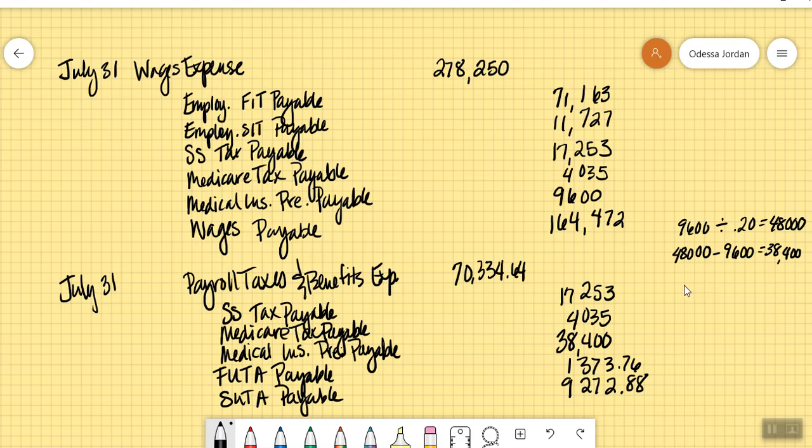And then in order to come up with the federal unemployment, we take the 0.8% times the 171,072, and that gives you 1373.76. And then the 5.4% for the state, and that's again times the 171,720, and that gave us 9,272.88. All right.